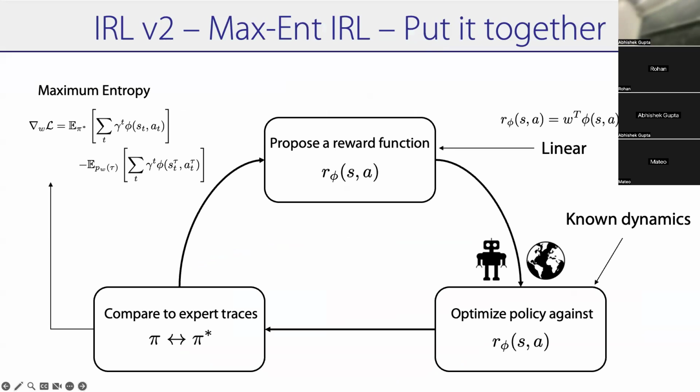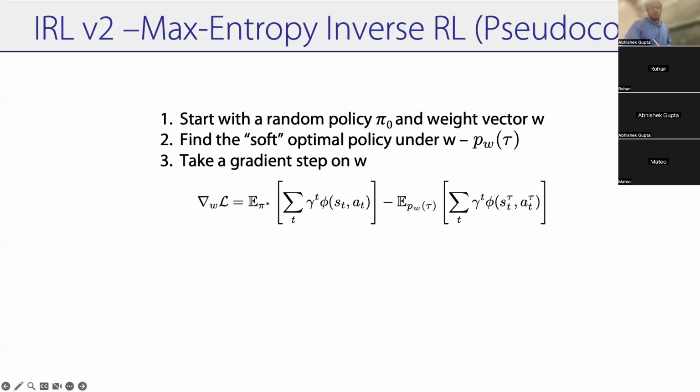And so it's easier than max margin IRL to use with a big neural net or anything complicated. And yeah, so the pseudocode here is something like this. You start with a random policy, weight vector if you don't have a linear function. You find the soft optimal policy under that reward function, right? So you just do RL, MaxEnt RL. Then you take a gradient step on the reward function, get a new reward function, resolve soft optimal RL, get a new gradient for W, update W, resolve soft optimal RL, and repeat.